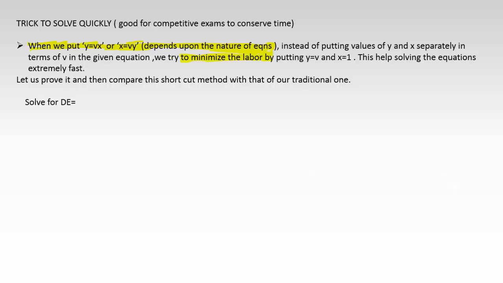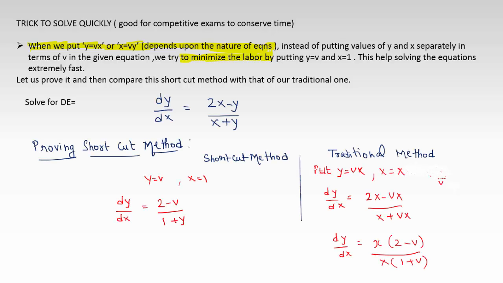So let us prove it, and we shall compare this shortcut method with our traditional one. So we have our differential equation dy by dx equals (2x minus y) upon (x plus y). Now we have the shortcut method on the left hand side and the traditional method on the right hand side. First we have to prove that our shortcut method is authentic and it can be operated on any homogeneous equation we have. So in the shortcut method we put y equals v and x equals 1. By putting the same, we get dy by dx equals (2 minus v) upon (1 plus v).